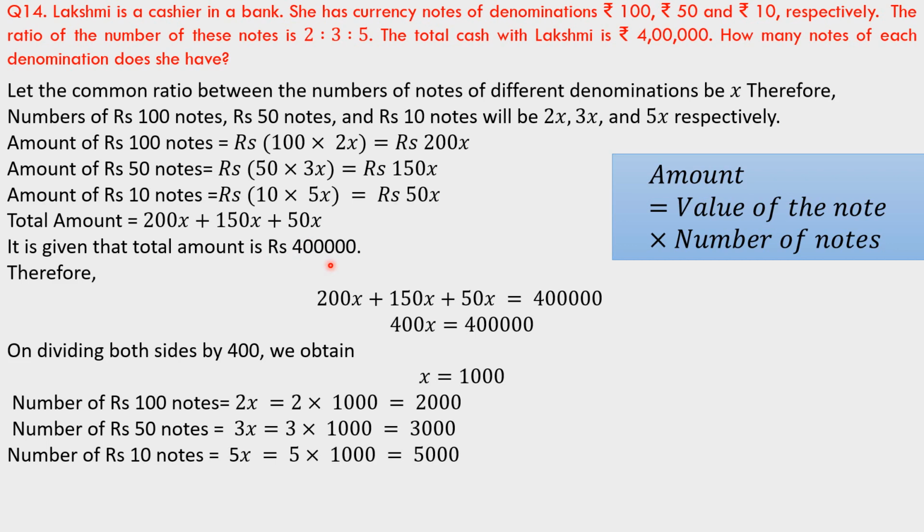So, equating both, we get our equation, and adding all the x terms together, we get 400x equals 4 lakhs. Dividing both sides by 400, we will get x equals 1000. हमें x की वैल्यू पुट करने पर नंबर ऑफ 100 रुपीज नोट्स, 50 रुपीज नोट्स and 10 रुपीज नोट्स will be 2000, 3000 and 5000.